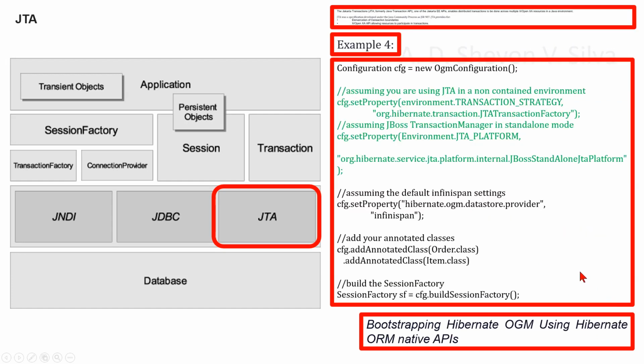Example 4, we can consider bootstrapping Hibernate OGM using Hibernate ORM native APIs. Here, assuming you are using JTA in a non-container environment, and assuming JBoss Transaction Manager in standalone mode, assuming the default Infinispan settings, and annotated classes, build the SessionFactory.